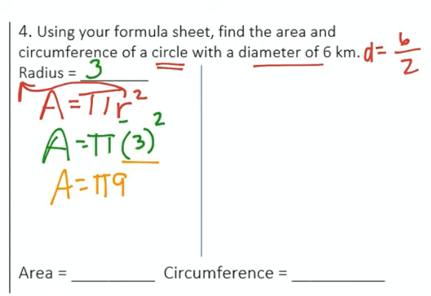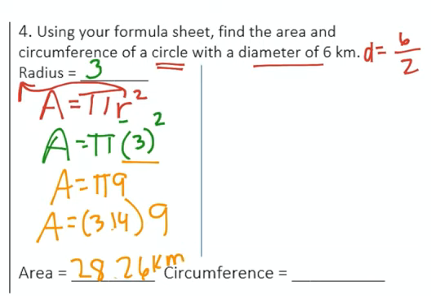Do not use the pi button on your calculator. We're actually going to use 3.14. So in your calculator, you're going to type 3.14 times 9. All right, and you should get an area of 28.26 kilometers squared. Area is squared.